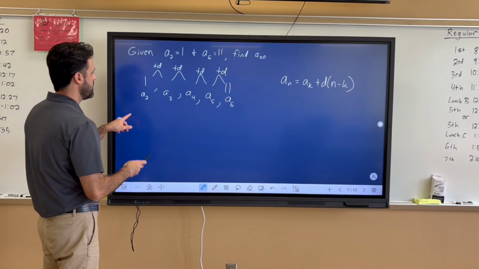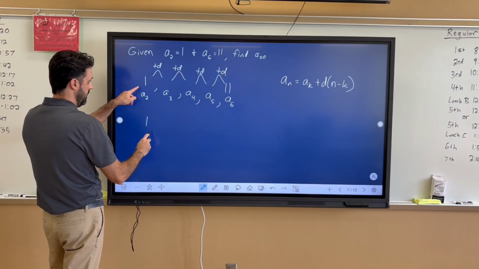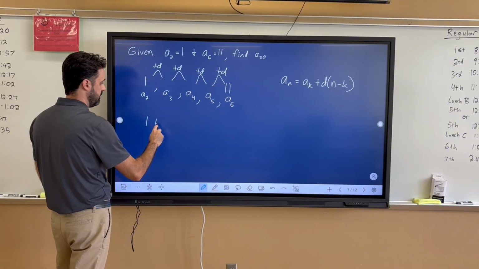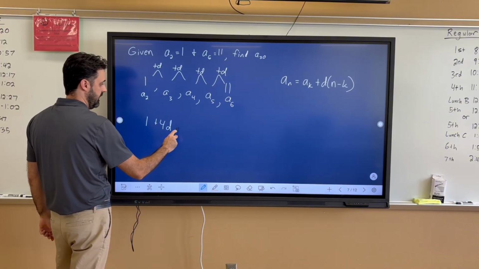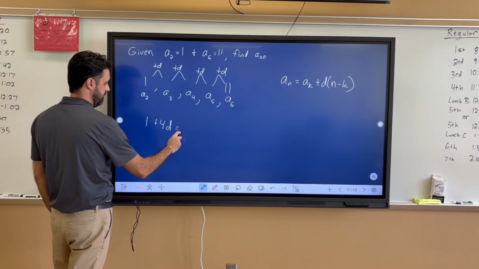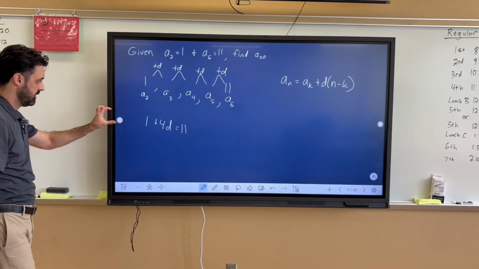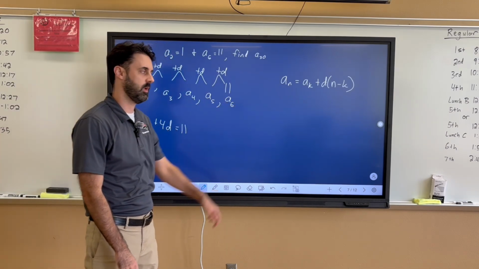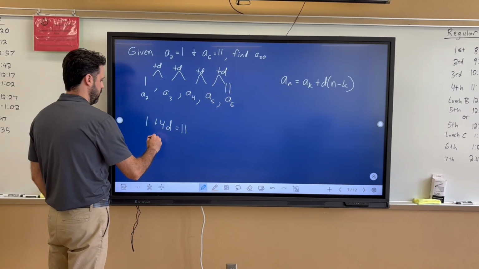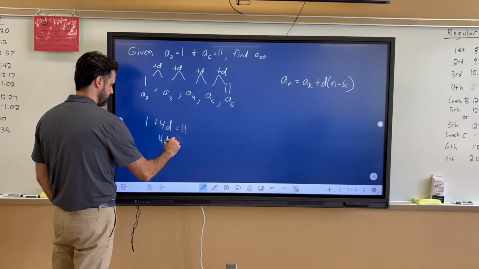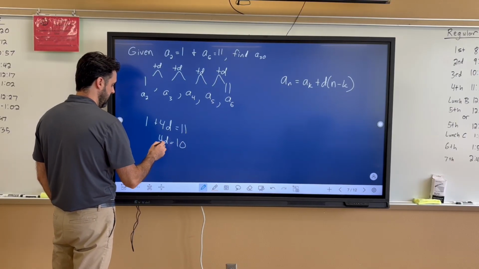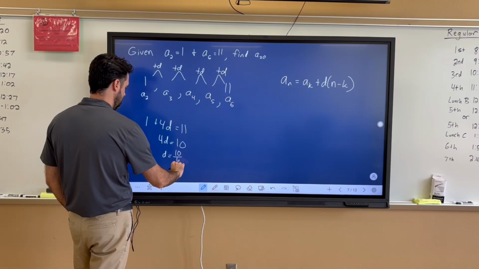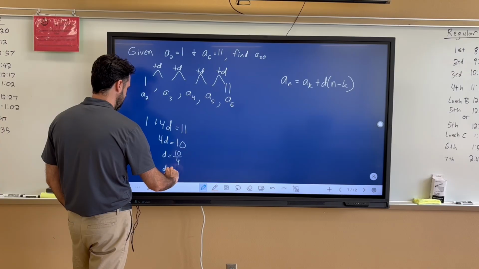So the way we can write an equation, well, we're starting at 1, and we're adding d 4 times. So instead of writing plus d 4 times, I'm going to write plus 4 times d, and that should give us the number 11. So now we have an equation we can solve for d, and then we can go over here and use that formula once we know what d is. If I subtract 1 from both sides, that's going to give us 10. And then if I divide both sides by 4, we get 10 fourths, which if we divide those both by 2, we get 5 halves.